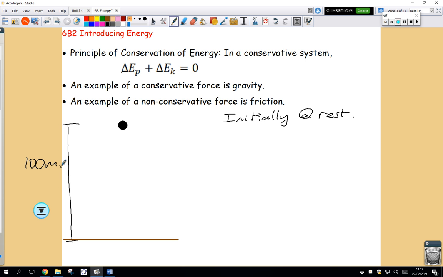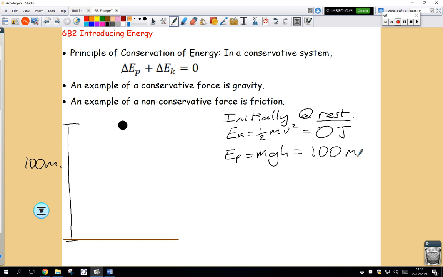If it's at rest, what's its kinetic energy? Well, its kinetic energy is a half times its mass times the square of its speed. If it's at rest, its speed is zero. So at the moment, its kinetic energy is zero. So this is an object that's held at rest 100 meters above the ground. Its potential energy would be its mass times g times h. Its height here is 100, so it'll be 100 multiplied by whatever its mass is, multiplied by little g. And that'll be in joules.